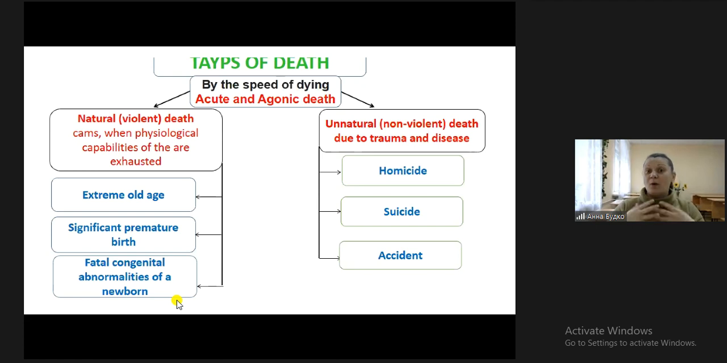And my dear friends, why is the first type of death named acute? Because in this situation, death comes very, very quickly, within a few minutes, seconds, minutes, no, maximum a few hours. In agonic death, it comes very, very slowly, maybe a few days, maybe 1 week. A difficult period. If we take organic death, this is a more difficult pathological state of the organism.